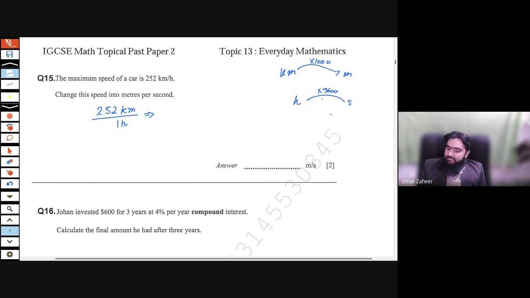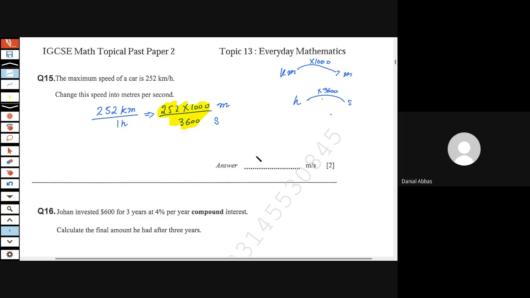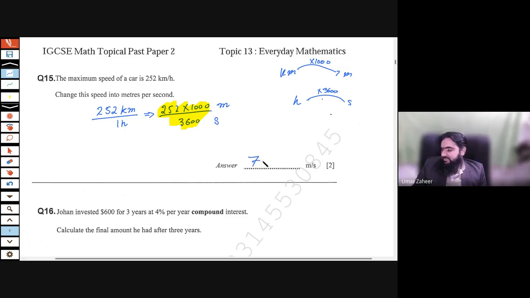Basically, it is per hour. So 252 into 1000 divided by 3600. It will become meters and it will become seconds. Yes, that is equal to 70 meters per second.